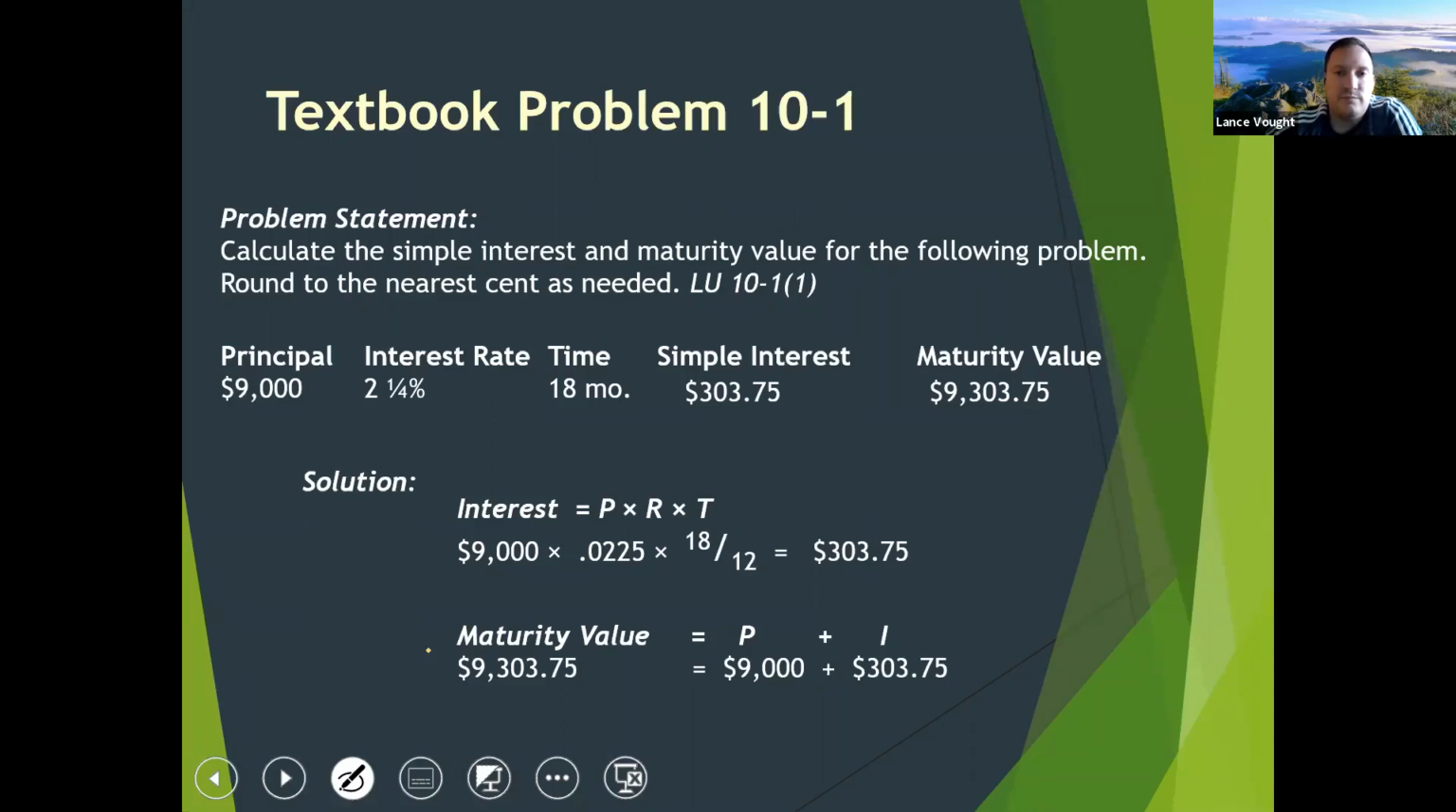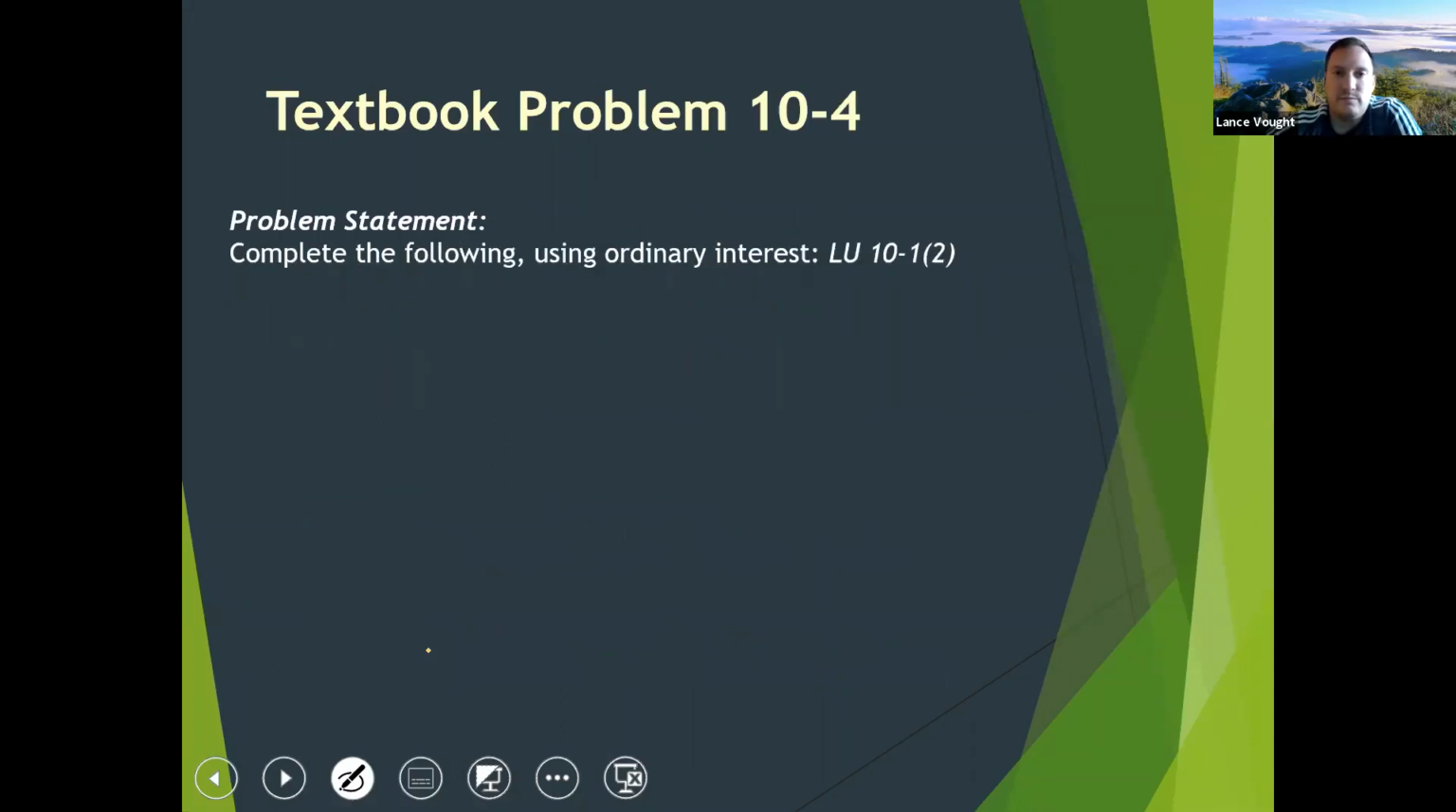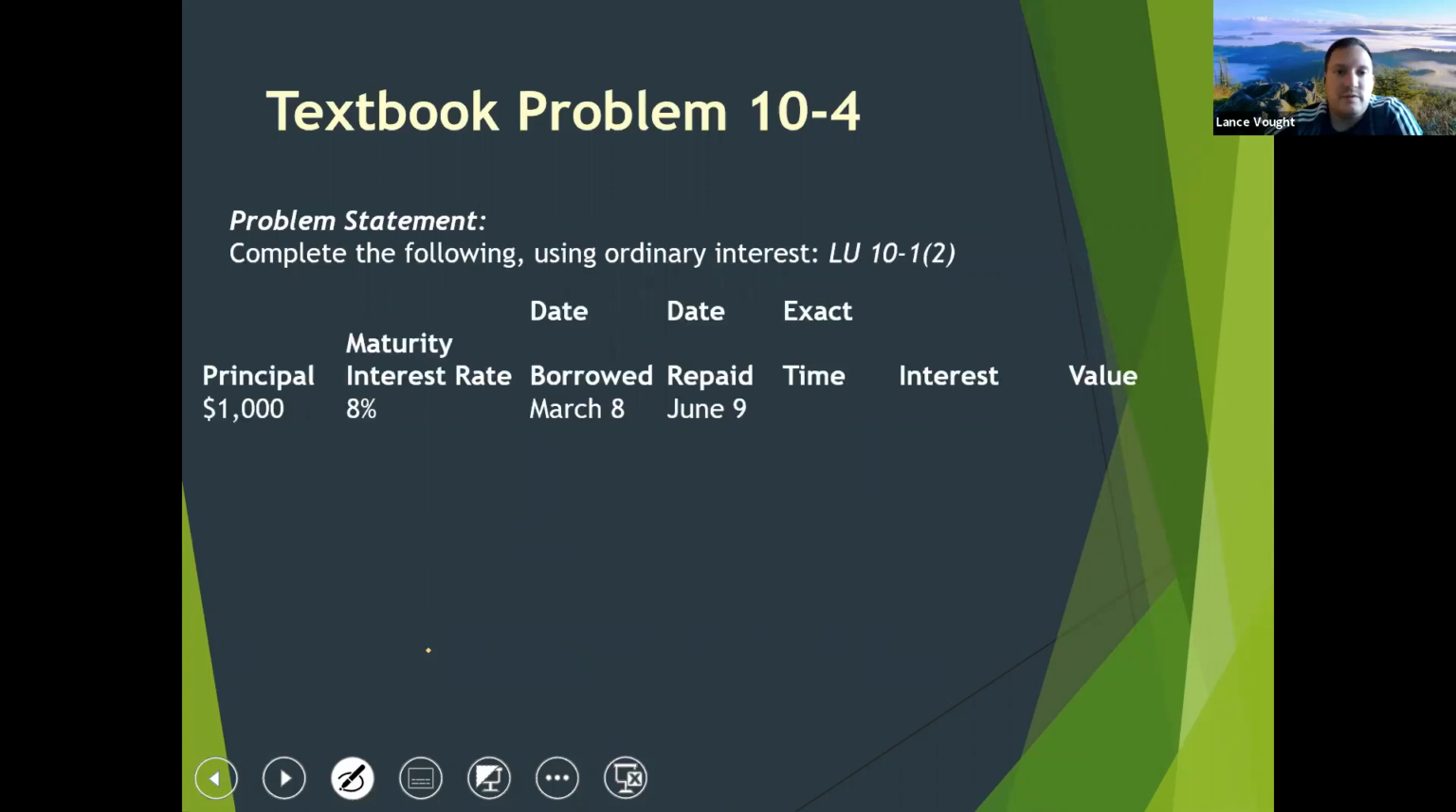Okie dokie. So what about this one? We're using ordinary interest, so we're going to use 360 as our date. What we want to figure out is the number of days, the amount of interest, and the maturity value. To determine this, we've got to compare.